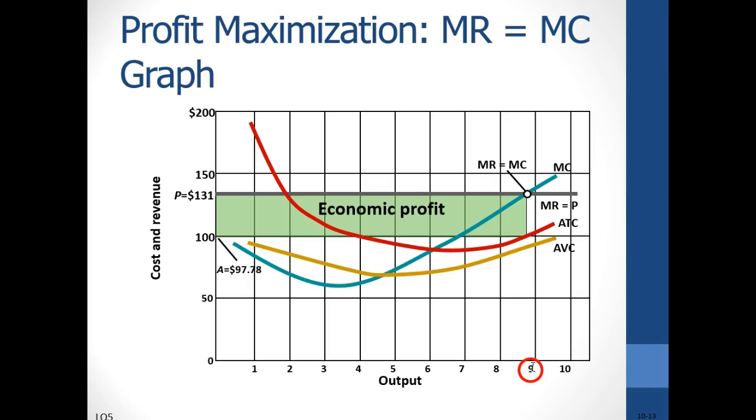At this output, price equals $131 and exceeds the average total cost, here shown as letter A equals $97.78. So the firm realizes an economic profit of P minus A, or $131 minus the average total cost of $97.78. The total economic profit is represented by the green rectangle and is price minus average total cost times quantity. In this case, price minus average total cost times 9.